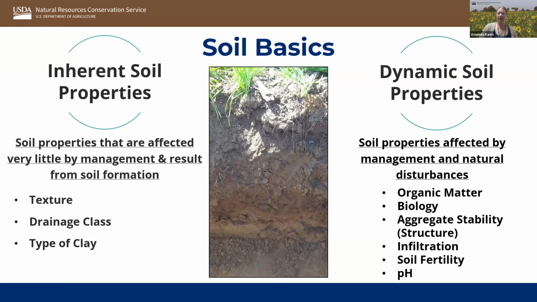So organic matter, our biology or our soil food web, our structure or our stability of those aggregates that I talked about, infiltration, which is water moving into the soil. So when we have a rain event, how much water can move in, how quickly. And then soil fertility and pH, which if you guys are farmers, this is huge. You're used to testing the soil, looking at your nutrients, figuring out what your crops need. Obviously, we're affecting that when we're farming.